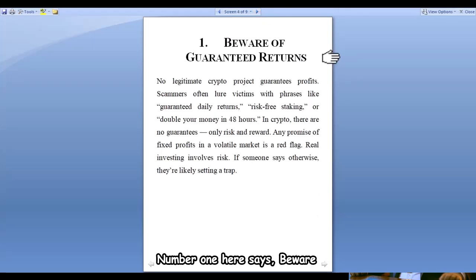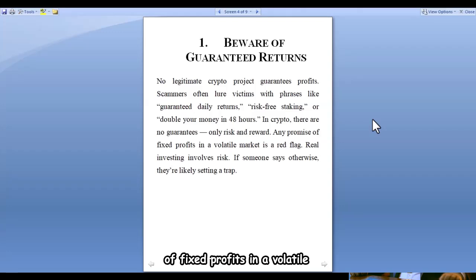Number one here says beware of guaranteed returns. So no legitimate crypto project guarantees profit. So scammers often lure victims with phrases like guaranteed daily returns, risk-free staking, or double your money in 48 hours. So in crypto there are no guarantees, only risk and reward.